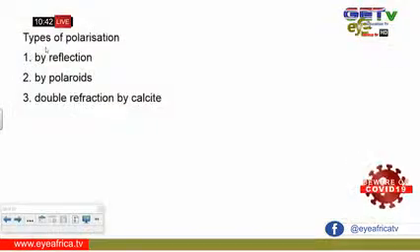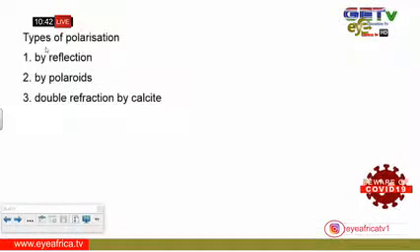Now we look at the types of polarization. Remember this, the types of polarization. Since I said I am going to make the wave vibrate in only one plane, and there are so many planes for ordinary light, we now want the ordinary light to vibrate in just one plane.